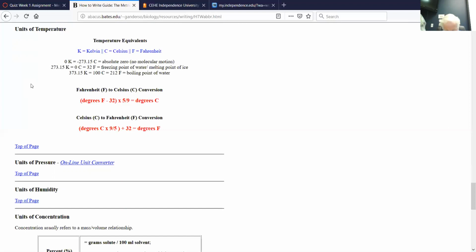That's very, very cold. With Fahrenheit and centigrade degrees, we have a conversion here. We can convert back and forth. These formulas are there. You'll have a chance to look at them.